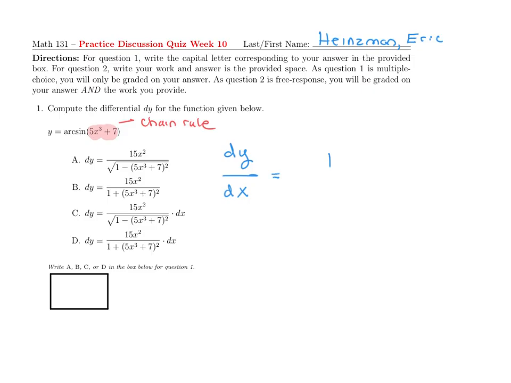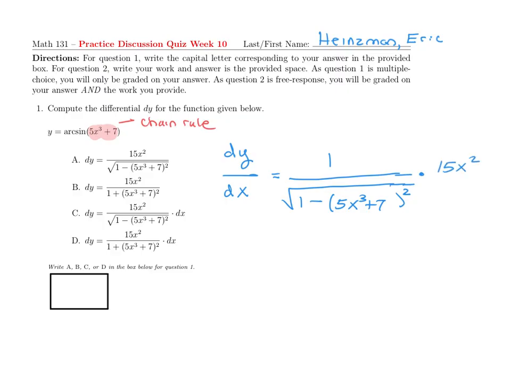The rule for that is 1 divided by the square root of 1 minus whatever's composed in the function squared. And what's composed in the function is 5x cubed plus 7. By the chain rule, you have to multiply by the derivative of the inside, which the 7 goes to 0. When you bring down the 3, you get 15x squared.